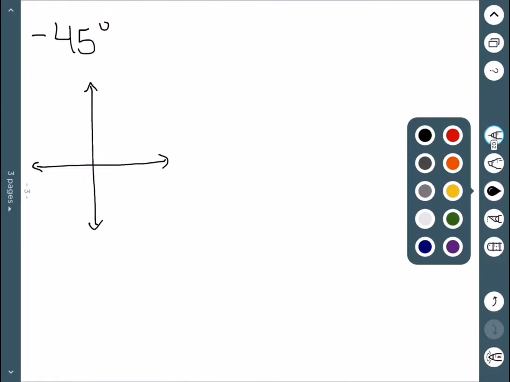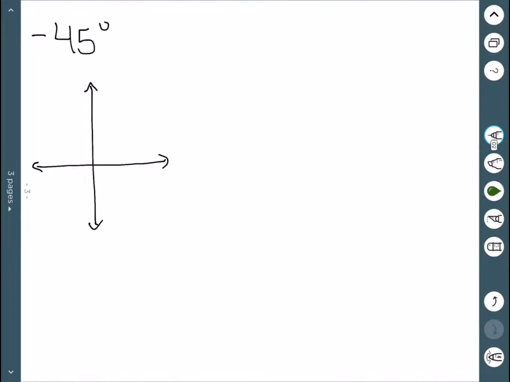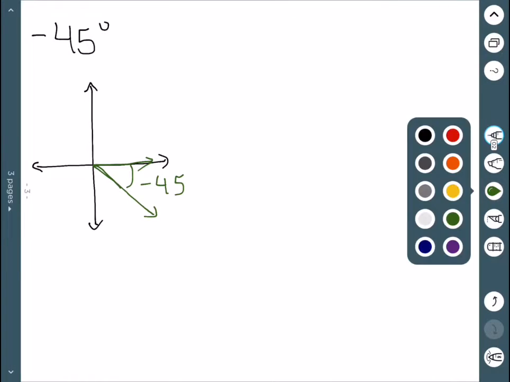We'll now look at drawing some others, like negative 45 degrees. We know that 45 is halfway between 0 and 90. However, since this is negative, we're going to want to move clockwise. So here is our angle of negative 45 degrees.